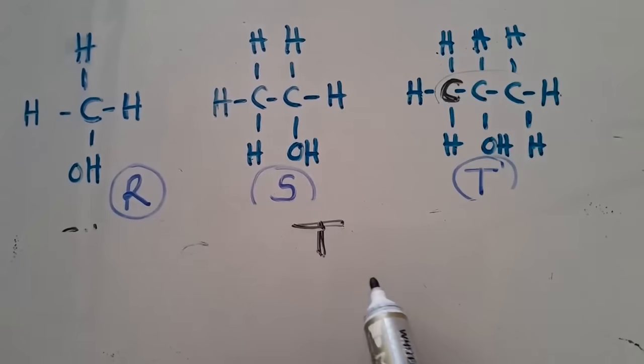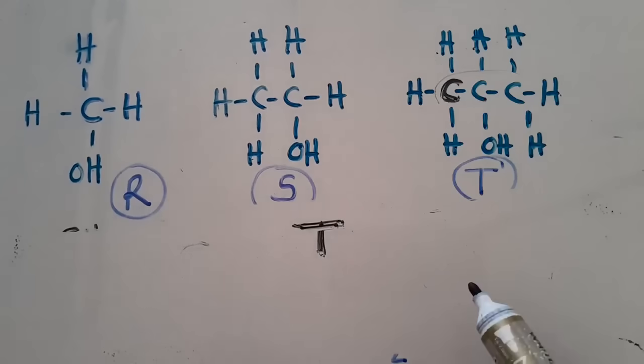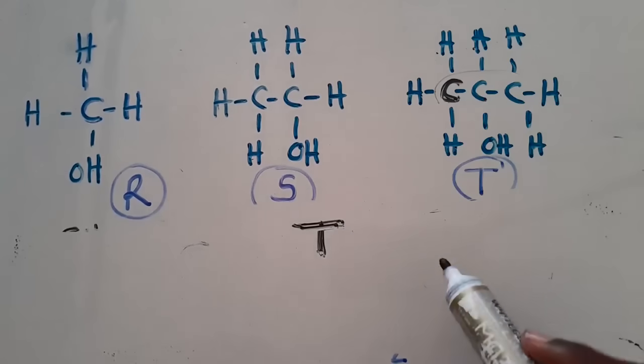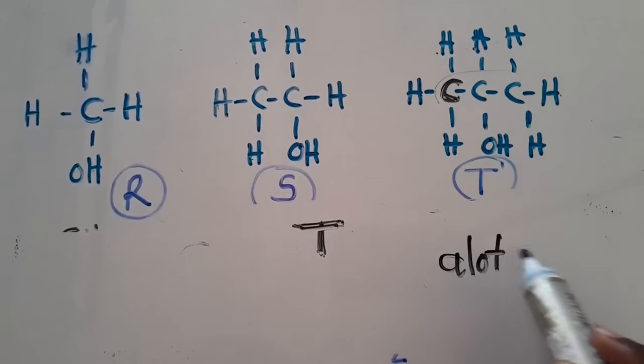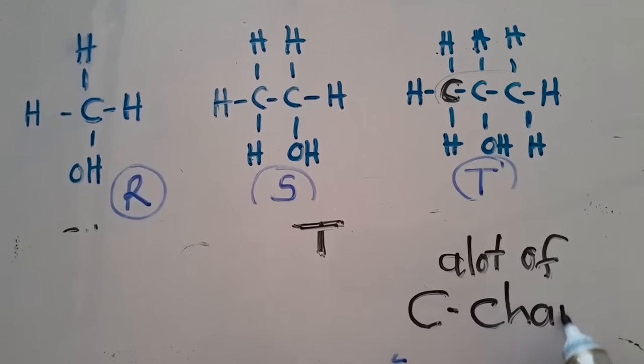So your answer there is, you just put T as the highest boiling point, because it is having a lot of carbon chains. A lot of what? C chains, which are carbon chains. Then you are done. This is where we are going to end.